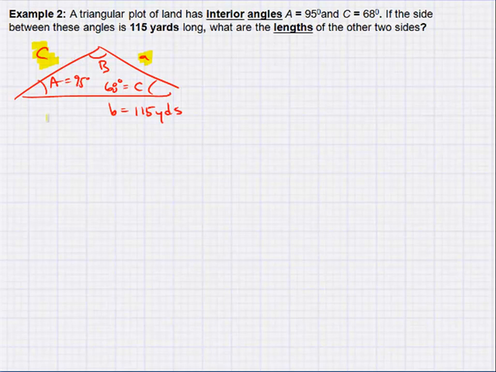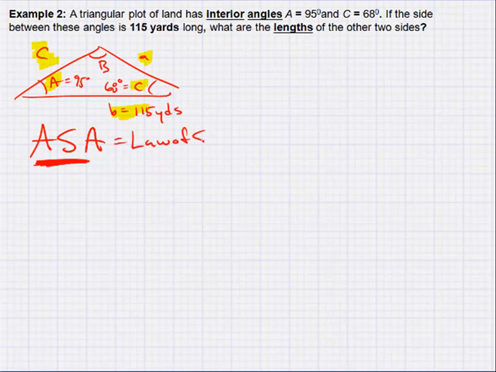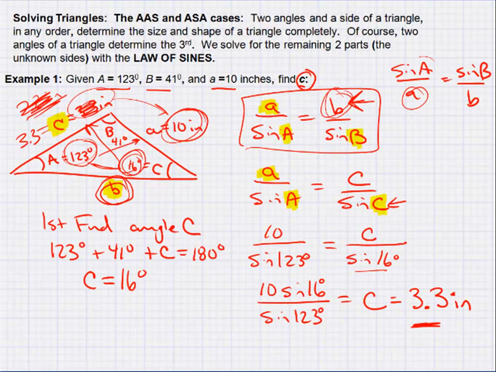Now look at what's given here. We're given an angle, a side, and then another angle. So two angles and a side, and the side is in between, so it's an angle-side-angle situation. That is a law of sines problem. If we go back to the last one, I didn't note this, but let's go back to the last one. We were given angle, angle, and a side. In that case, it was this angle, this angle, and this side. So that problem was angle, angle, side.